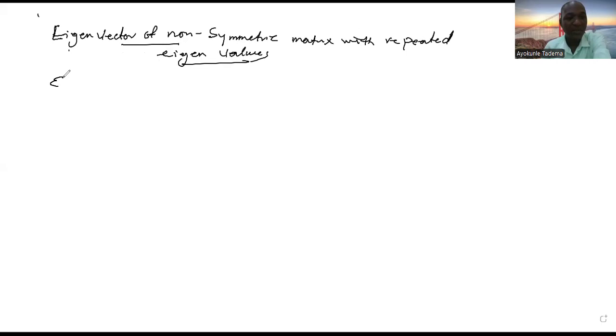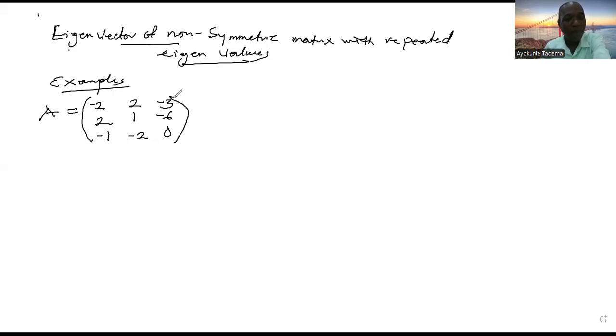And let's quickly take an example. Find the eigenvalues and the eigenvectors of this matrix. You have to find the eigenvalues and corresponding eigenvectors of this particular matrix: -2, 2, -3, 2, 1, -6, and -1, -2, 0. The question is, you have to find all the eigenvalues and the corresponding eigenvectors of this particular matrix.